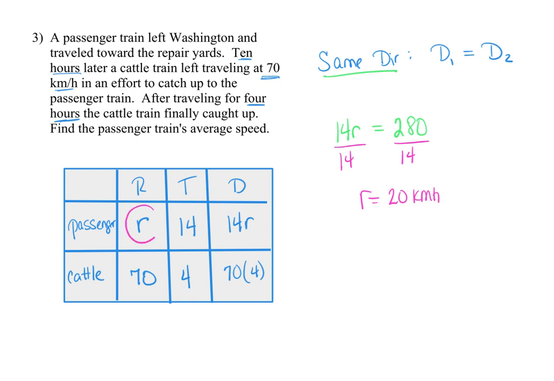Go back to my chart. That r represents the passenger train's rate. That's what they were asking for, so we are finished with that problem.